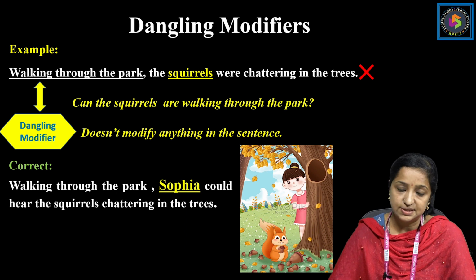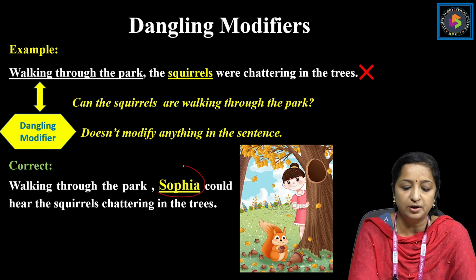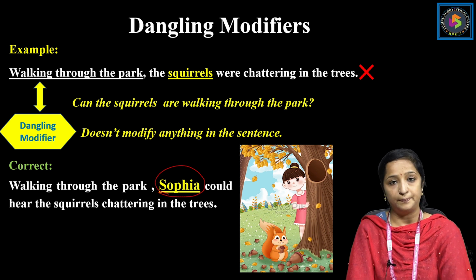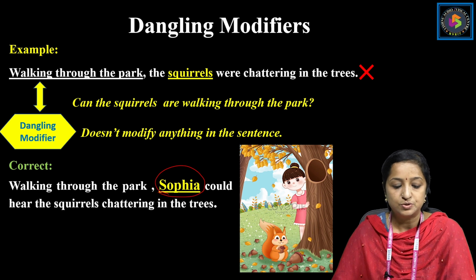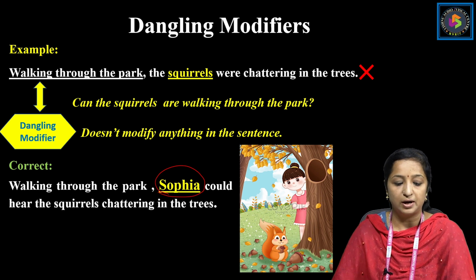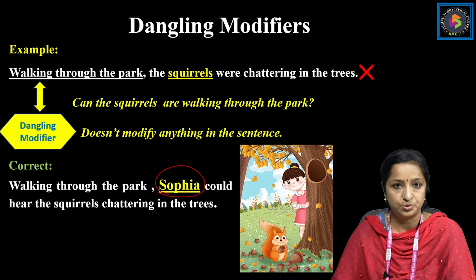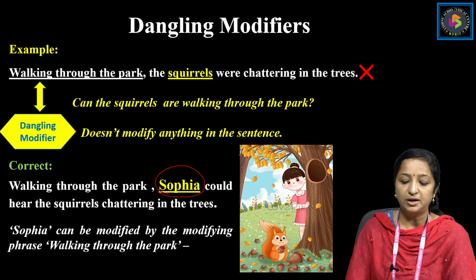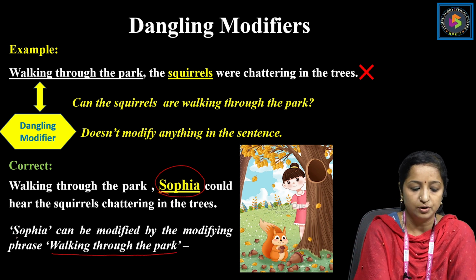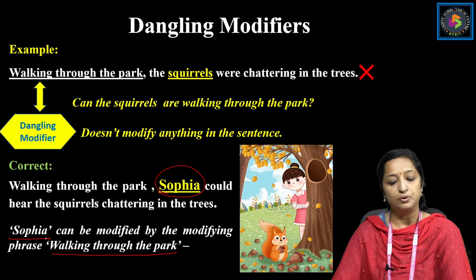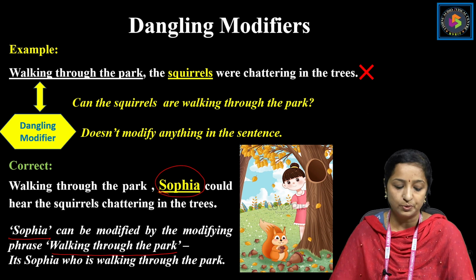Then the correct sentence is: walking through the park, Sophia could hear the squirrels chattering in the trees. So here we have added Sophia, a person's name, to give meaning to the sentence. Sophia is modified by the phrase "walking through the park." It's Sophia who is walking in the park, not the squirrels.